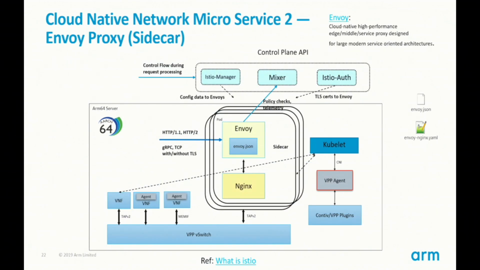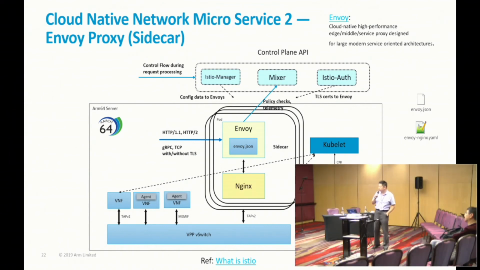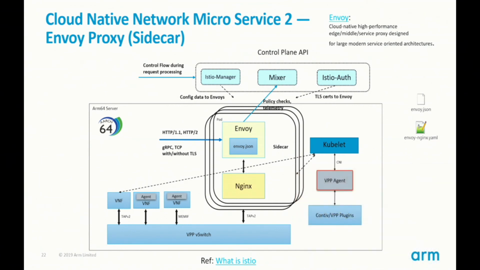The second cloud native microservice is Envoy proxy. We know that Envoy is the data plane proxy on the microservice, and in this simple sample, we use Nginx as a back-end web server. And from the front end, we use Envoy to do the proxy. Envoy works in a sidecar model.